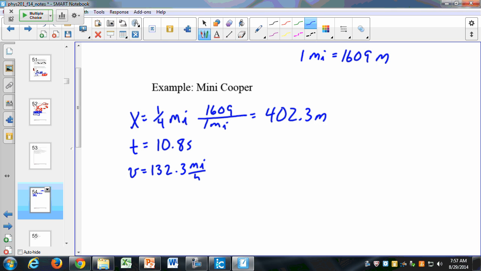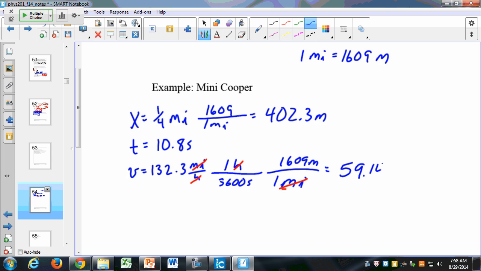All right, and then our time is 10.8 seconds. And then we can convert our final speed to meters per second. 1 hour is 3,600 seconds. That's something you should know. A mile, 1,609 meters. And then we can see that our units cancel here, miles with miles, hours with hours, leaving us with meters per second. And that gives us velocity 59.14 meters per second.